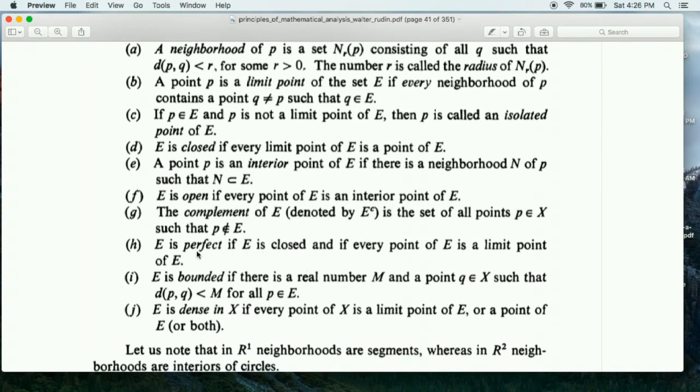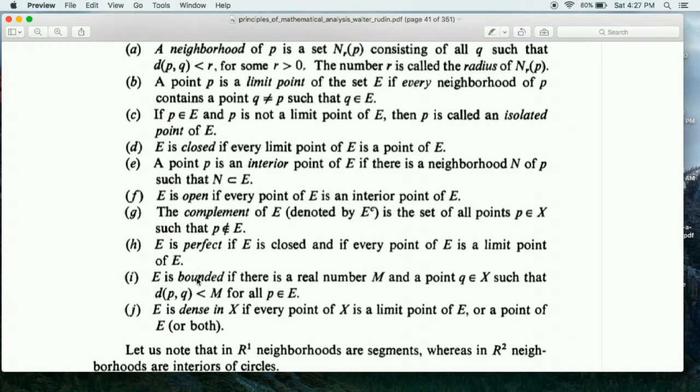What is a perfect set? A set is perfect if the set is closed and if every point of the set is a limit point of the set. So E is perfect if E is closed and if every point of E is a limit point of E. There are no isolated points. The set is closed without any isolated points. All points are limit points.